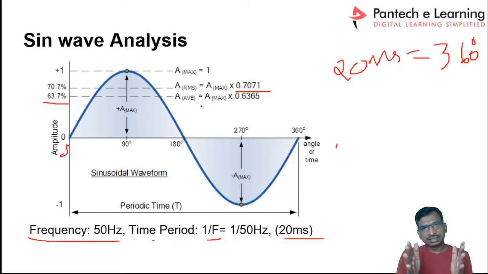So the frequency is F, and the time period for one single cycle is 1 by F, which is 20 milliseconds for 50 hertz. The peak value is Vm, the maximum voltage, and the RMS voltage will be peak divided by root 2. So peak divided by root 2 is the RMS voltage.